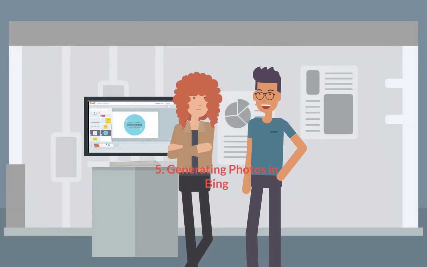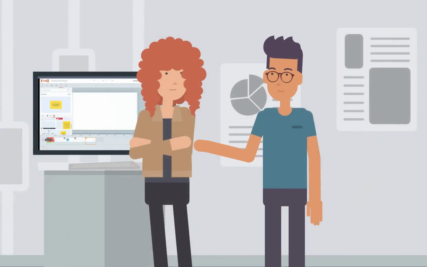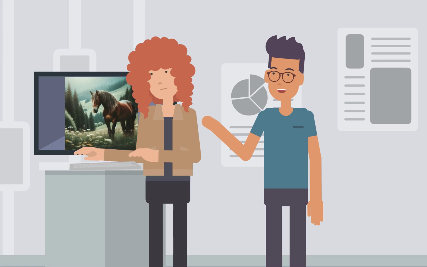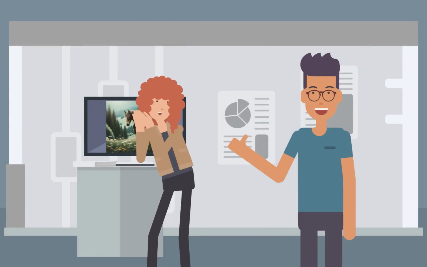5. Generating photos in Bing. You can also generate photos by saying a photo of. Add style, like vintage photography. That's awesome, no more hunting for stock photos.